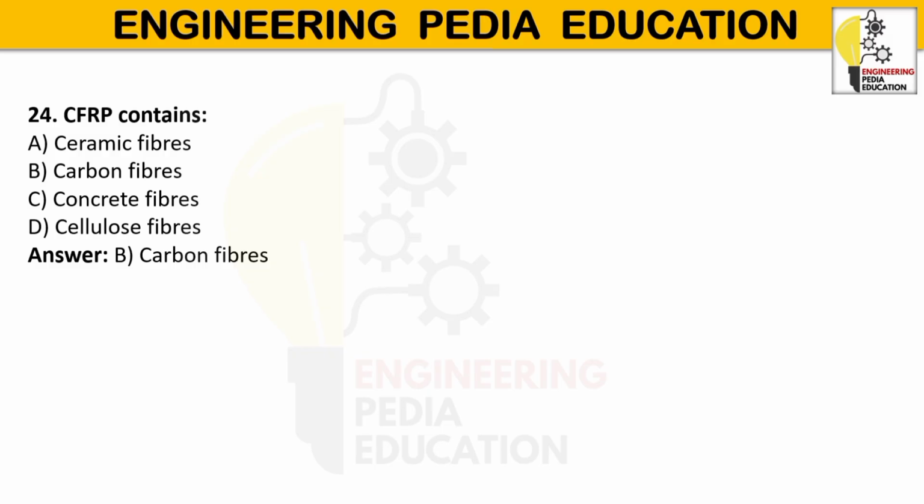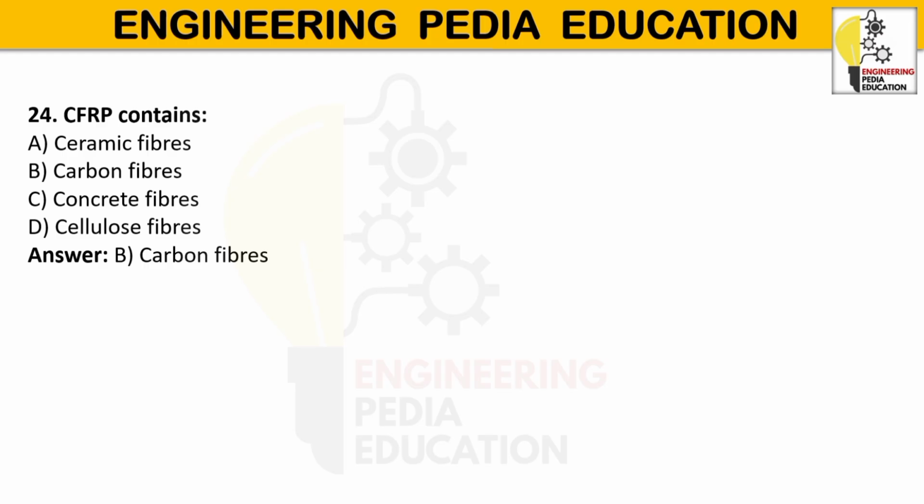In civil engineering, CFRP is widely used for strengthening reinforced concrete beams, columns, slabs, and bridges. It is often applied as sheet laminates bonded to existing structures to increase load carrying capacity.